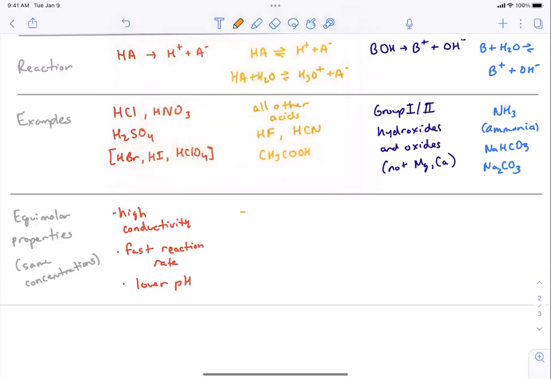The weak acid will have a low conductivity. It will still be conductive though. It'll have a slow reaction rate. And it'll have a higher pH, but obviously still less than 7, not like 11. It'll just be closer to 7 than the lower pH.